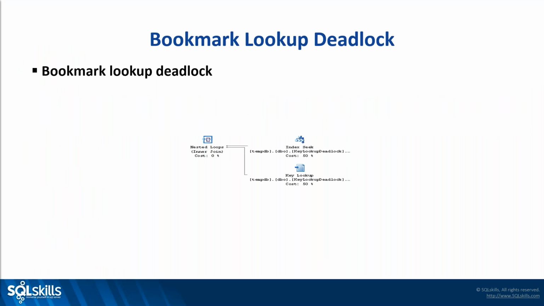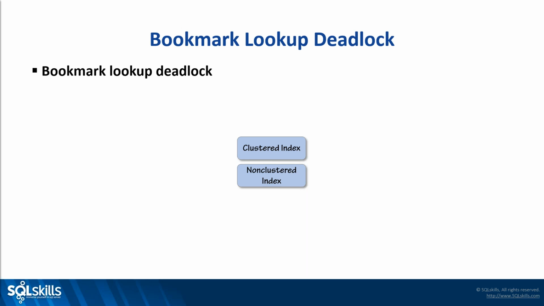Now, the most common type of deadlock that I've seen is a bookmark lookup deadlock or key lookup deadlock. And this is what used to be the SharePoint deadlock in SQL Server. It can happen on a heap. It can happen on a clustered index. It doesn't matter. But the key driver is that you have a non-clustered index and you have a statement that has a key lookup. So you have a data modification, insert, update, delete.